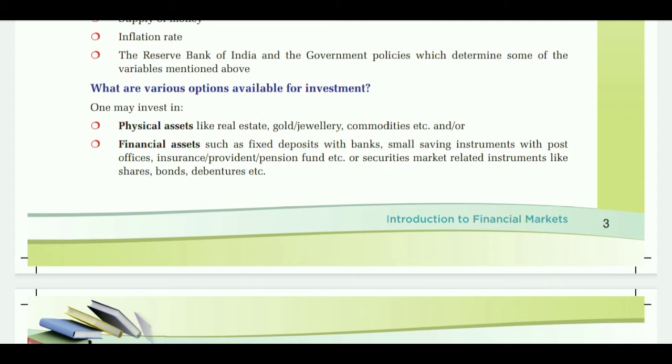One may invest in physical assets like real estate, gold, jewelry, commodities, etc., and/or financial assets such as fixed deposits with banks, small saving instruments with the post office, insurance, provident and pension funds, etc., or securities, market related instruments like shares, bonds, debentures, etc.